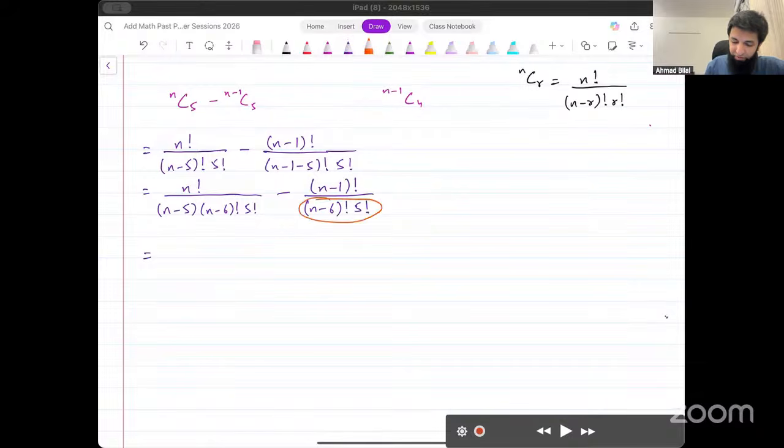The only difference between the denominators is this first fraction also has n minus 5. The second fraction does not have n minus 5. So what I can do for that is, I can multiply the second fraction by n minus 5 as well, both the numerator and the denominator. And that will give me something like this.